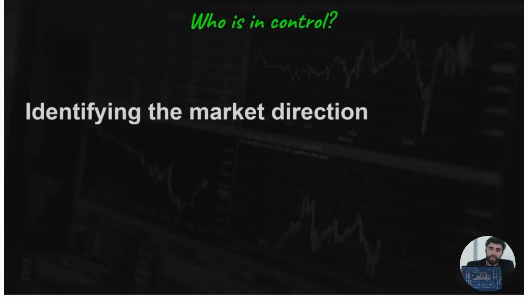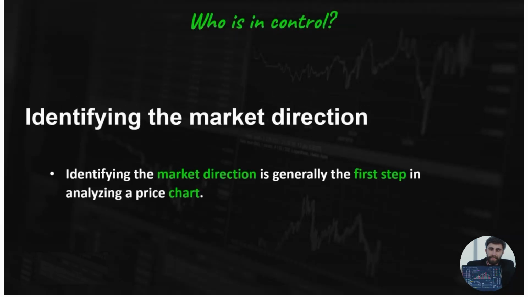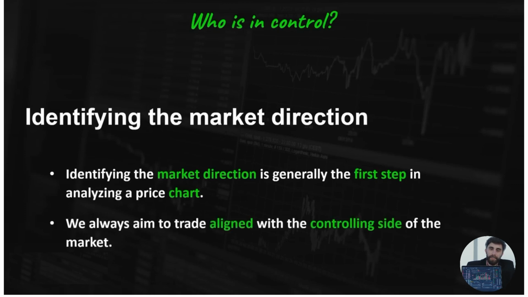Identifying the market direction is generally the first step in analyzing a price chart. We want to identify the trend and determine if the buyers or sellers are in control. We always aim to trade aligned with the controlling side of the market.